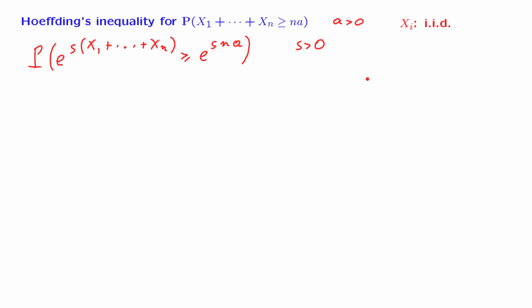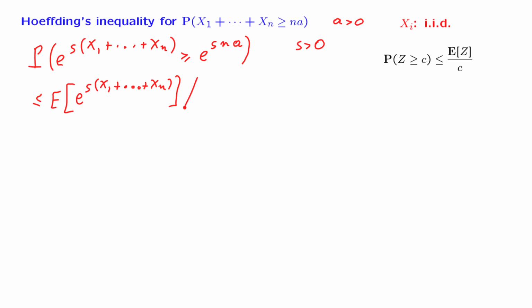How are we going to do it? We will use the Markov inequality, where Z is the random variable that appears here. So by Markov's inequality, this probability is less than or equal to the expected value of the random variable that we are dealing with divided by this value. Now, the exponential of a sum, we can factor it as a product of exponentials.